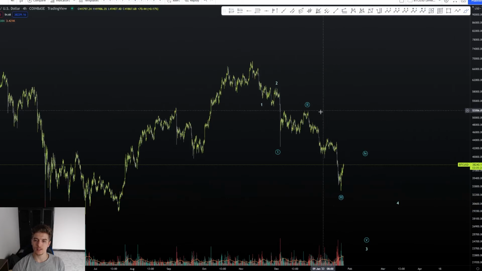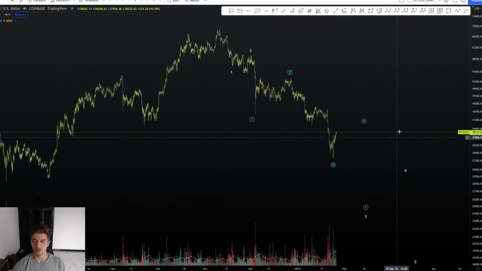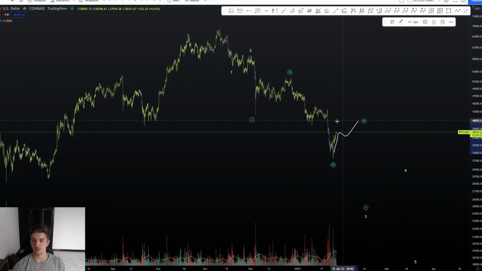So this is basically all assuming that we're in an extended wave 3, which is definitely a possibility we need to keep in mind. So in this case, instead of coming way up here for this wave 2, we could simply just come up to this order block right here and get a rejection.